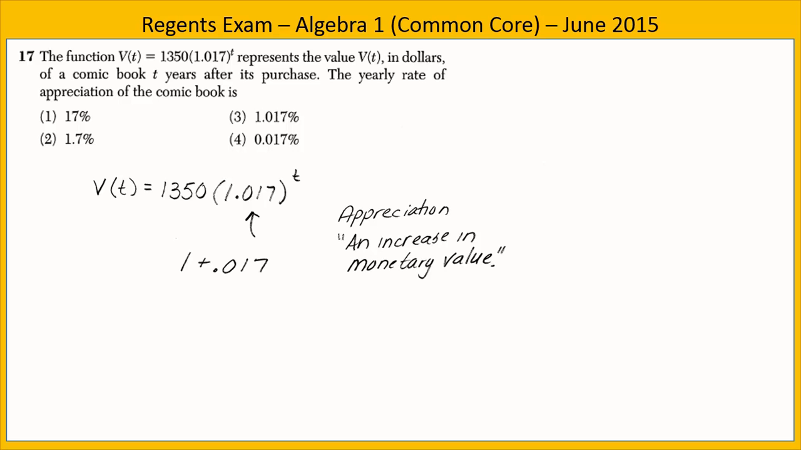That's 1 plus 0.017. In other words, every year we have 100% of the comic book's value plus 1.7% more. Each year, the comic book is going up by a rate of 1.7%, and so the rate of appreciation is 1.7%. Choice 2.